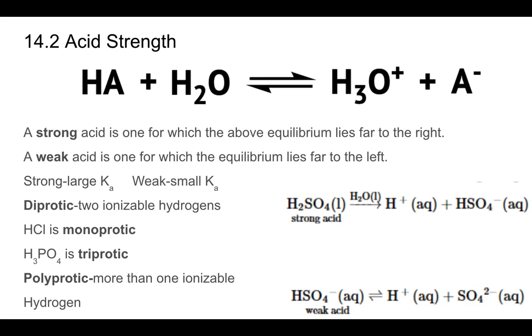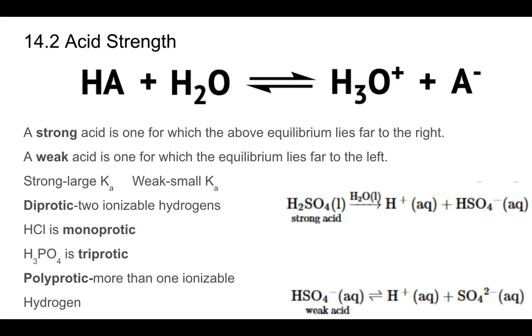You can also have acids that have more than one ionizable hydrogen. For instance, H2SO4 is called a diprotic acid because two protons can be removed from it. If you dissolve H2SO4 in water, the first H plus that comes off will create H plus and HSO4 minus, but the HSO4 minus ion, hydrogen sulfate ion, has the ability also to ionize and make H plus and SO4 2 minus.